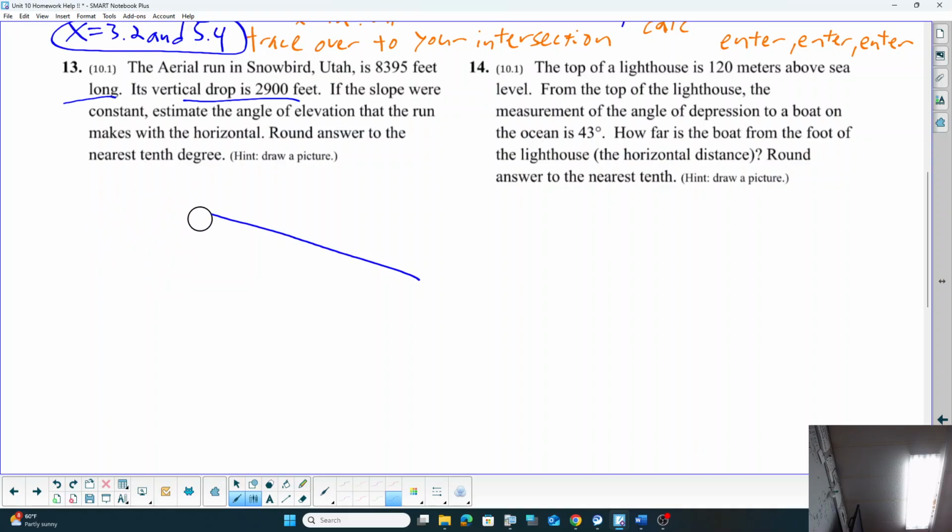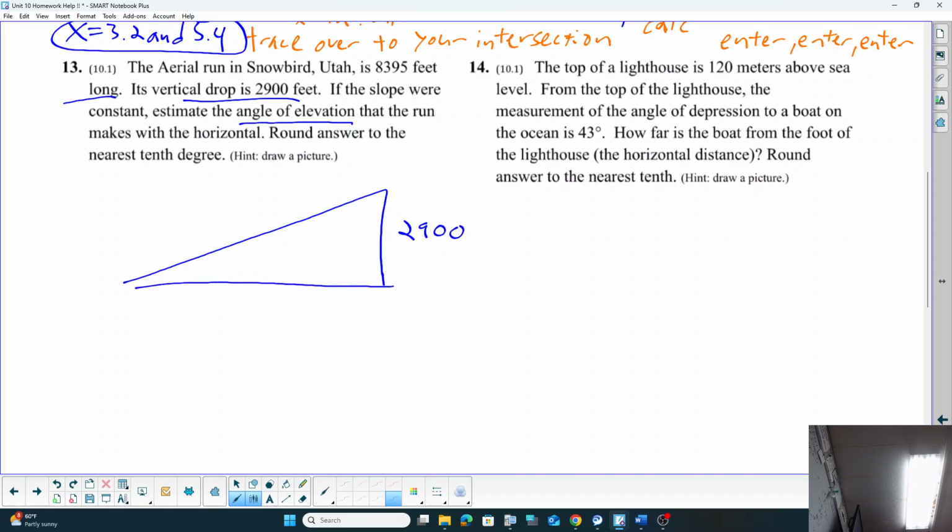Okay, so we're going to have to reverse drawing that because we're doing an angle of elevation, which means to go upwards. So there's our 2,900 there. We want to go upwards. Pause me. Try it on your own. Okay, so here we go. So then they say that the aerial run is 8,395 feet. They want to know the angle of elevation, which is that angle right there.